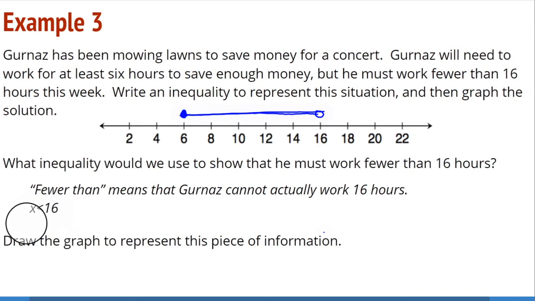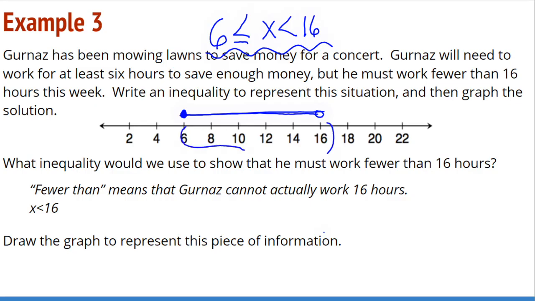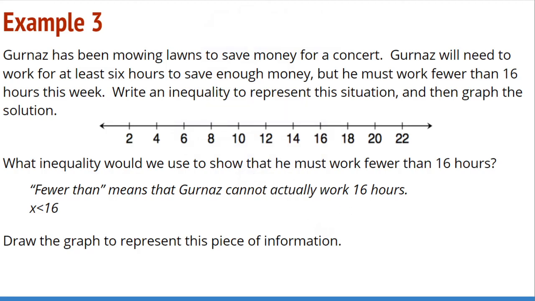Now, one other add-on thing here, we could write it as x is less than 16, the amount of work, but it is also greater than or equal to 6. So I have combined the two inequalities into a single statement. X is somewhere in here, less than 16, but greater than or equal to 6.